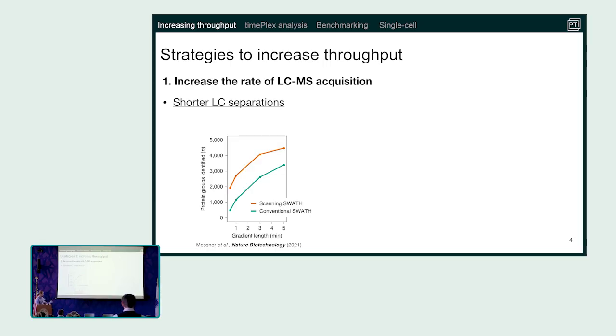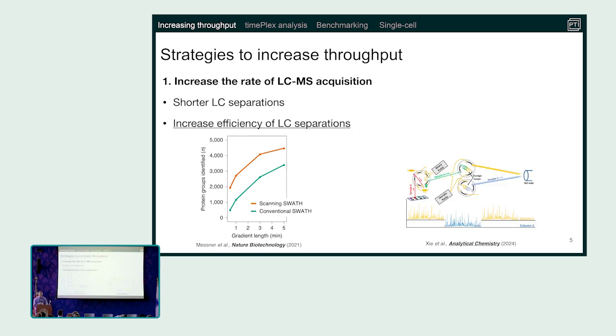This does come with a downside that people are mostly familiar with: as you shorten your separations, you're going to likewise reduce your coverage per unit time. And so there are other ways that you might want to go about multiplexing or increasing throughput.